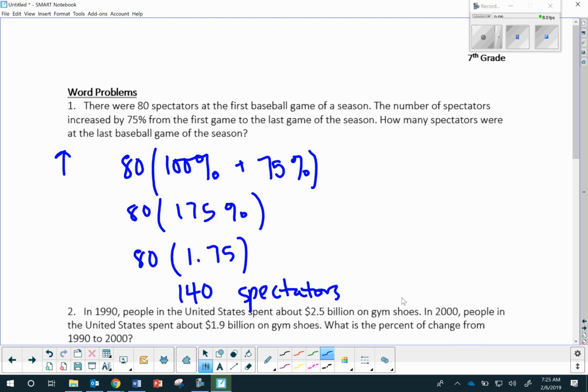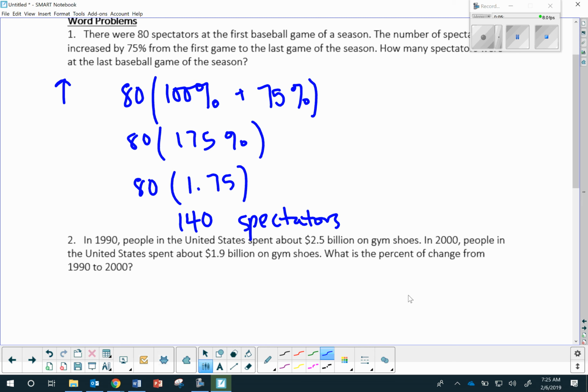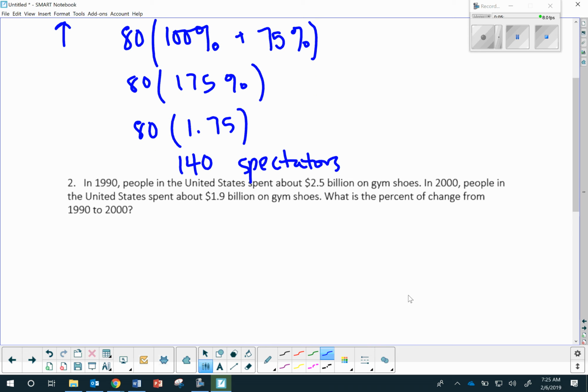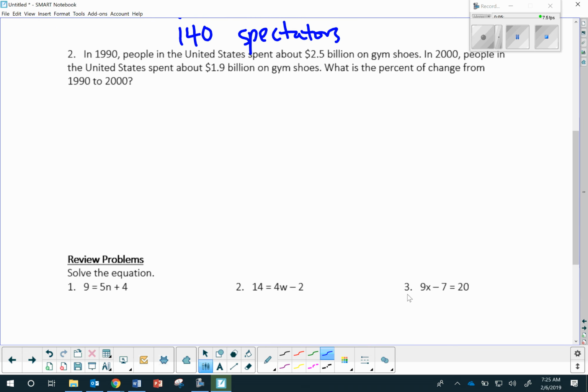I'm going to leave number 2 for you to try, again using that same pattern. And then last but not least, there are a few review problems with solving equations that I would like for you to practice. If you have any questions at all on the percent of change, please ask your teacher.